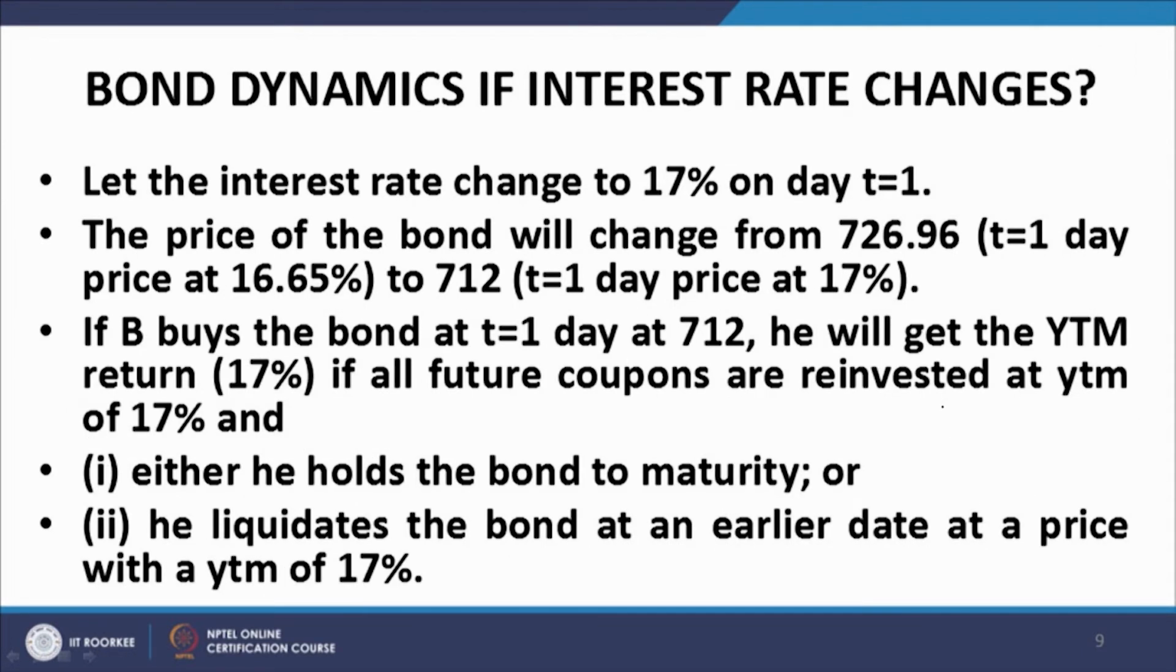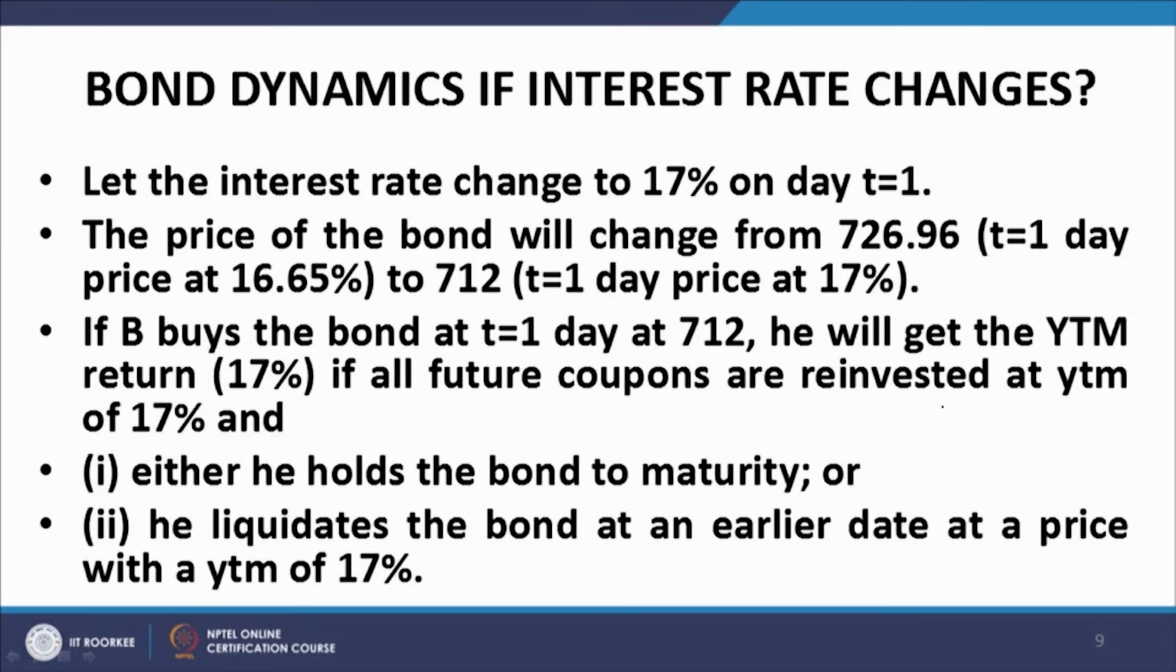Bond dynamics if interest rate changes. Let us now delve further into the bond dynamics. Let the interest rate change to 17% on day t equal to 1. The investment is made at t equal to 0 by A at 16.65%. At t equal to 1, that is 1 day after making the investment, the interest rate changes from 16.65% to 17%. The price of the bond will change from 726.96.